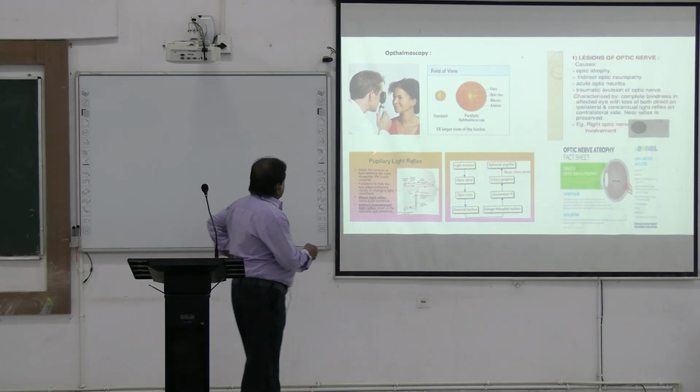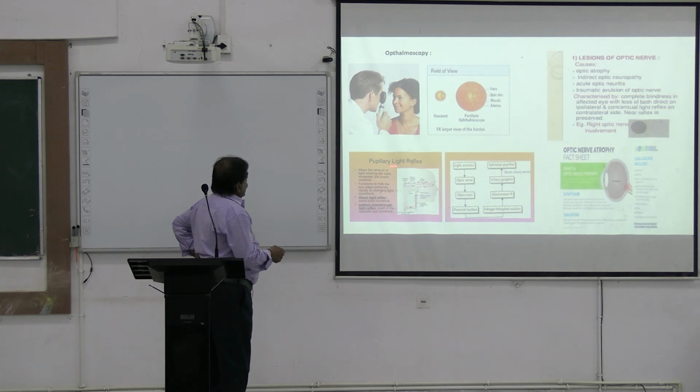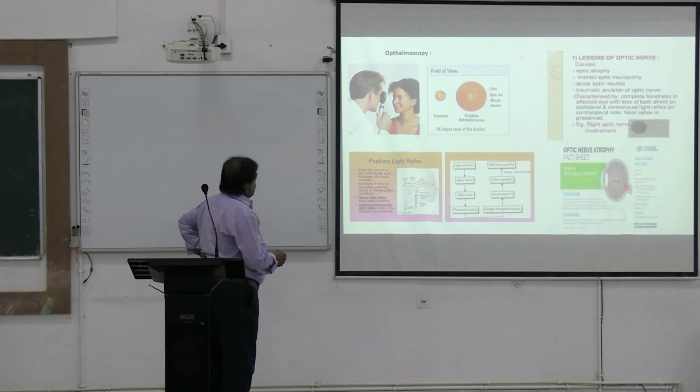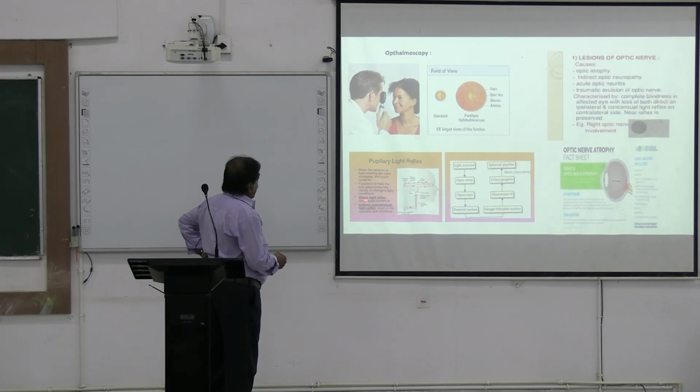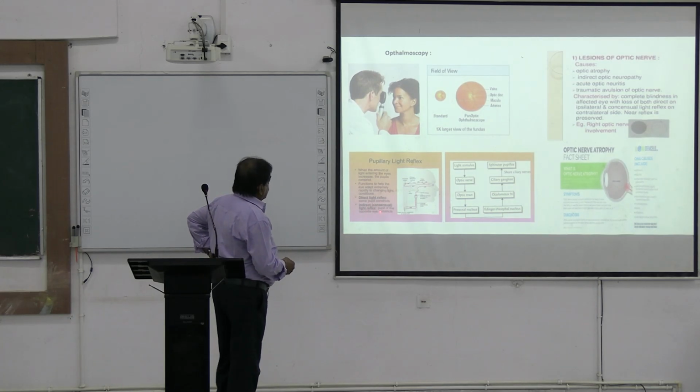Now, pupillary light reflex. When the amount of light entering the eyes increases, the pupils constrict. Functions to help the eyes adapt extremely rapidly to changing light conditions. Direct light reflex, same pupil constricts. Indirect light reflex, pupil of the opposite eye constricts.